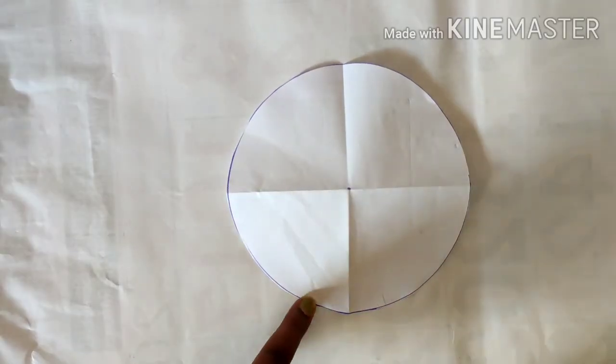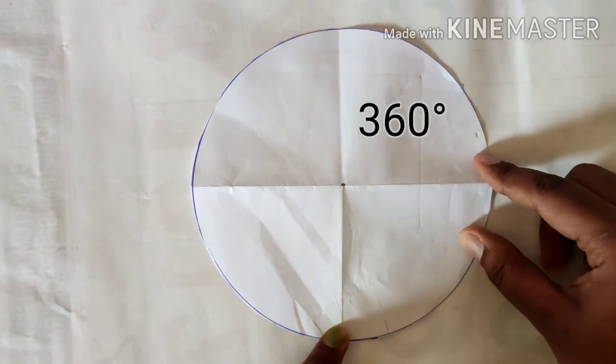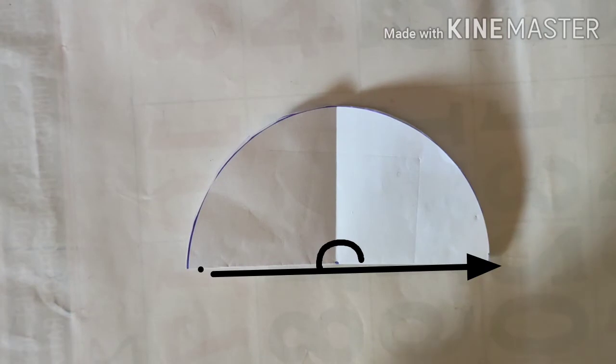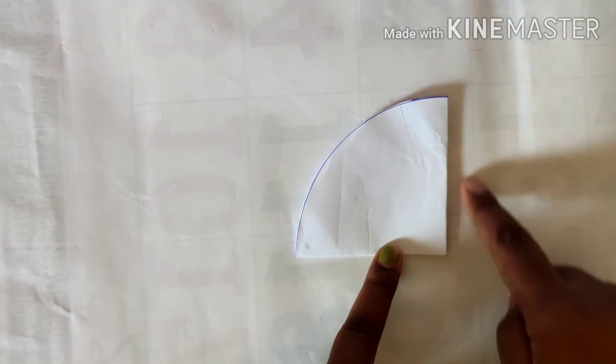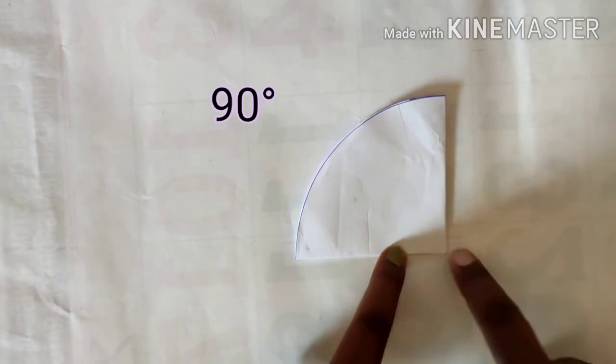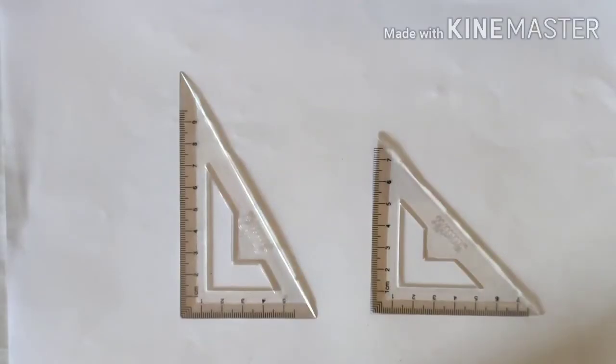So we can conclude a complete circle measures 360 degrees. When you fold it in half, it measures 180 degrees. When it is further folded, half of the half, or a quarter of the circle, measures 90 degrees. Second activity: take a set square from your geometry instrument box and trace its edges as shown in the figure. Examine whether it is a right angle. I have taken both the set squares from the geometry box. Let us trace.